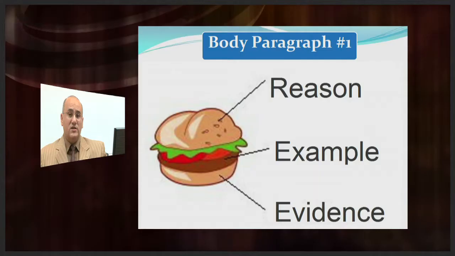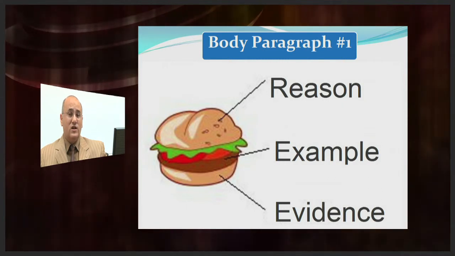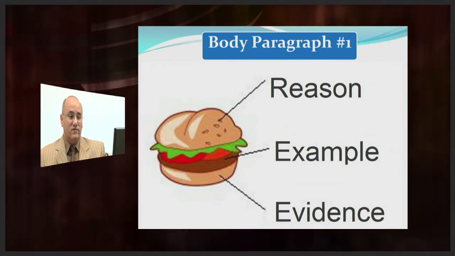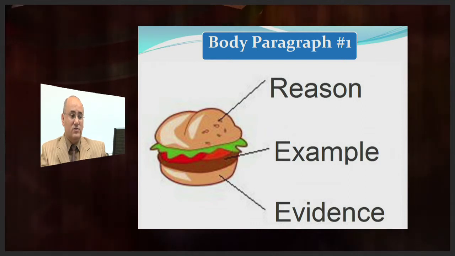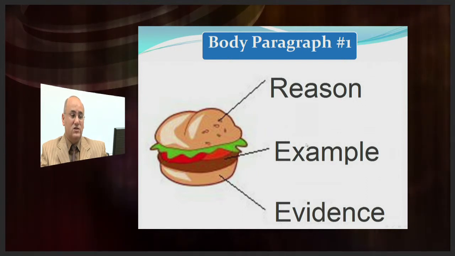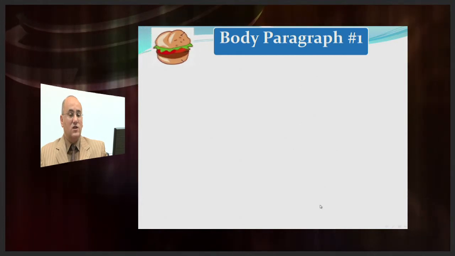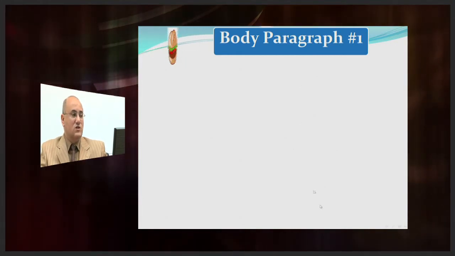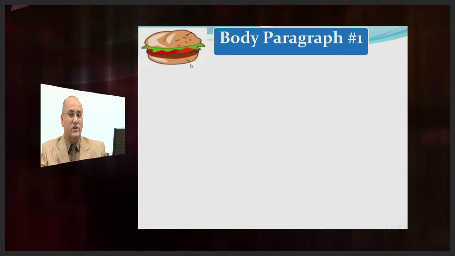Let's move to body paragraph number 1 and see what can be there. You should have a reason, and this reason should be clarified. How can we clarify the reason? By giving an example, by proving it, by giving evidence. So in the body paragraphs, you should have a reason, example, evidence. It looks like this sandwich. 3 layers, 3 steps. You have to mention them.